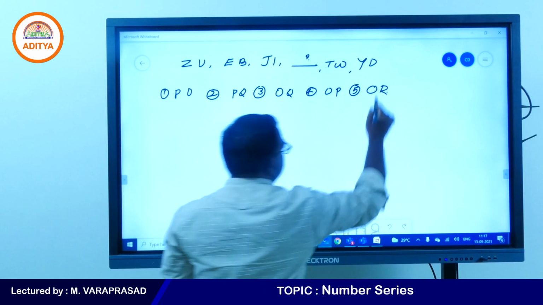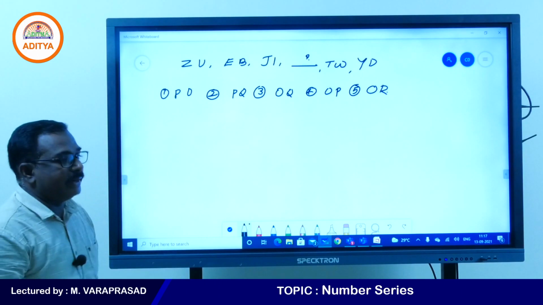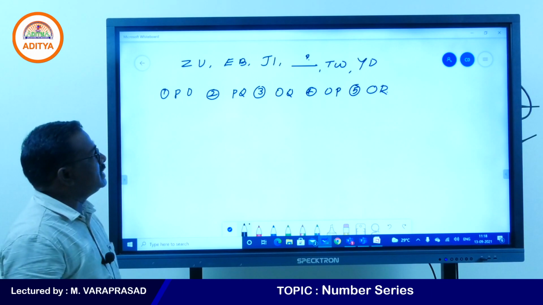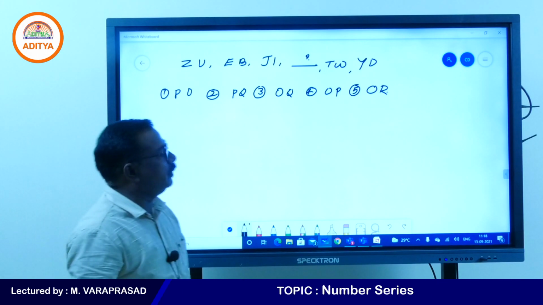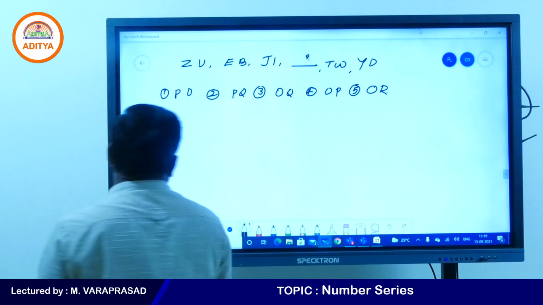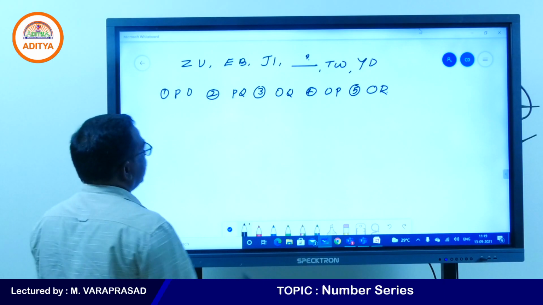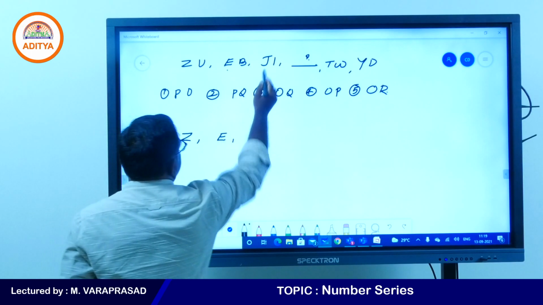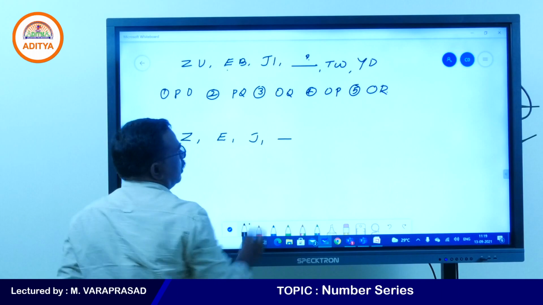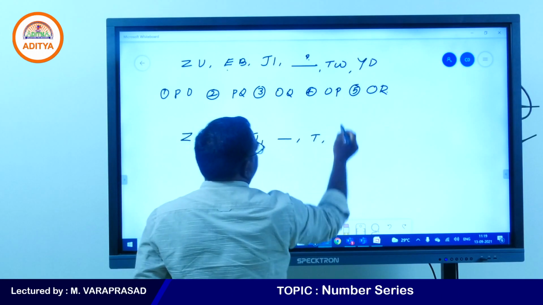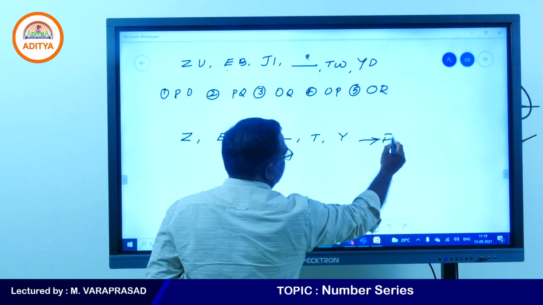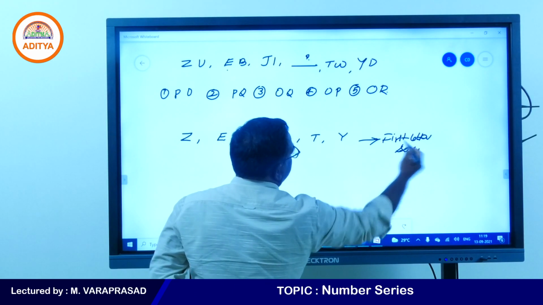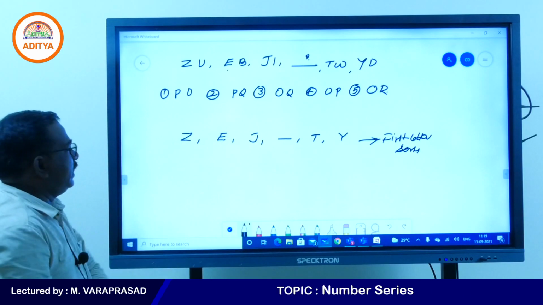My students, what answer you will get, once you see. What is the pattern they are following here? ZU, EB, JI, question mark, TW, YD. So what you will get here? If you take the first letters here: Z, E, J, question mark, T and Y. This is the first letter series. So what is the first letter series if you take here?